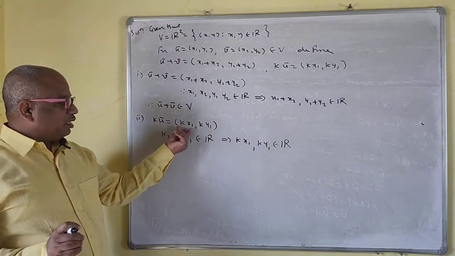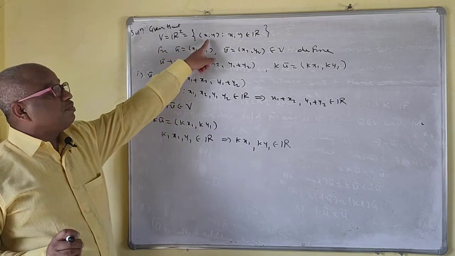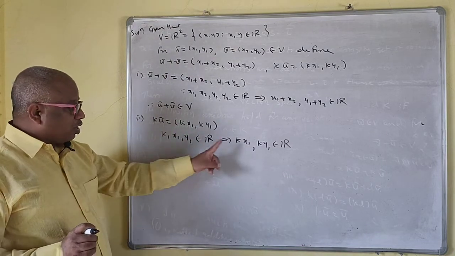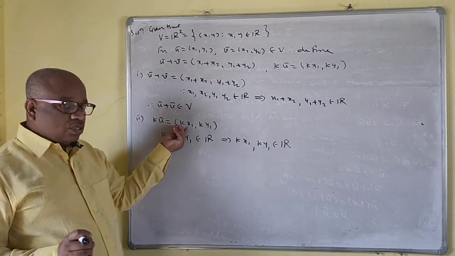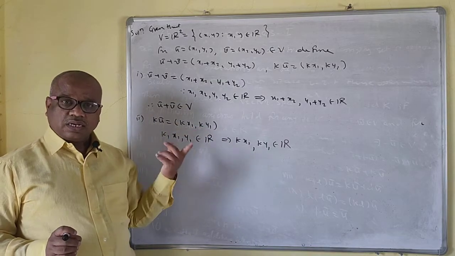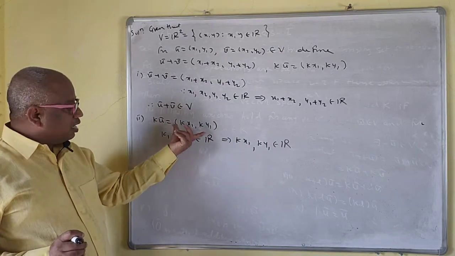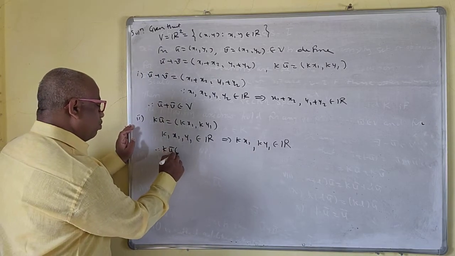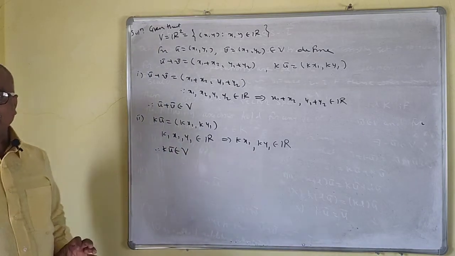Now see, k u bar has two components. So how are the vectors in V? There should be two components, and each component should be real. So k x1, k y1 is real. So that means k u bar is a vector from V. Therefore k u bar belongs to V. The second axiom also holds here.